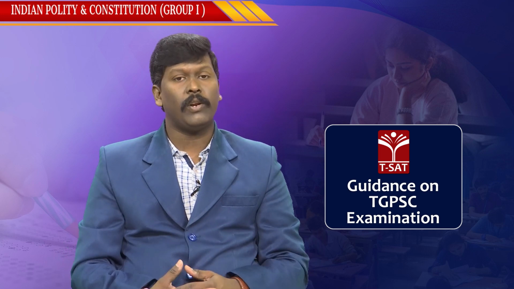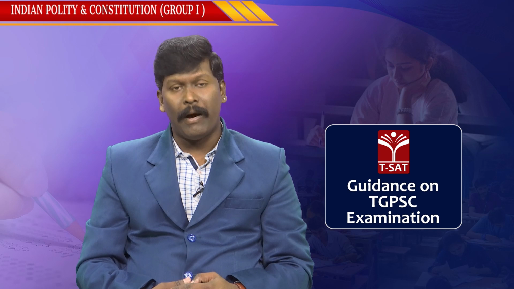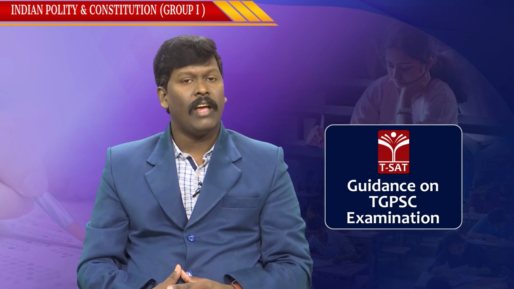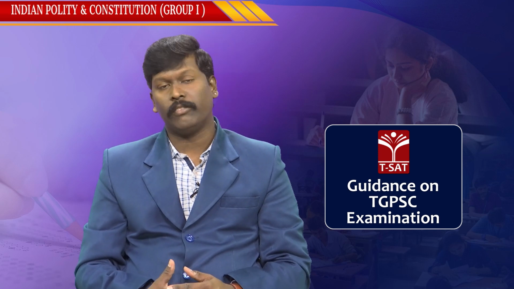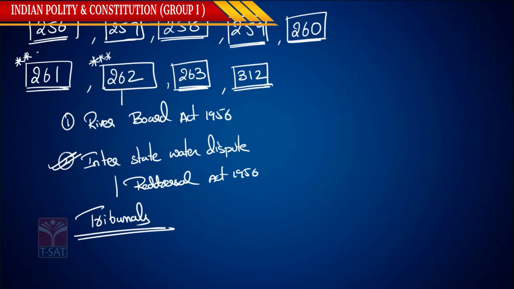Who has the authority to create a new All India service? It is parliament. But for the parliament to create a new All India service, a resolution must be passed in Rajya Sabha first. Only when a resolution is passed in Rajya Sabha, the parliament has the authority to create a new All India service. The next one we have is Article 350A of the Constitution.